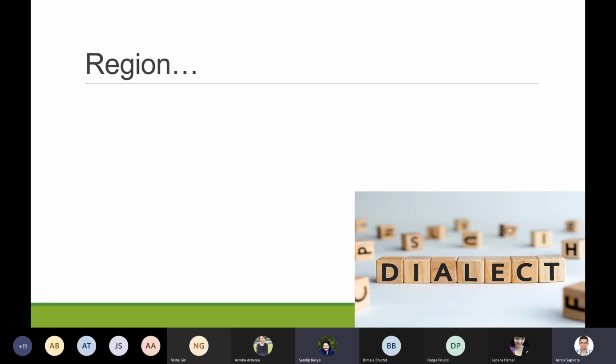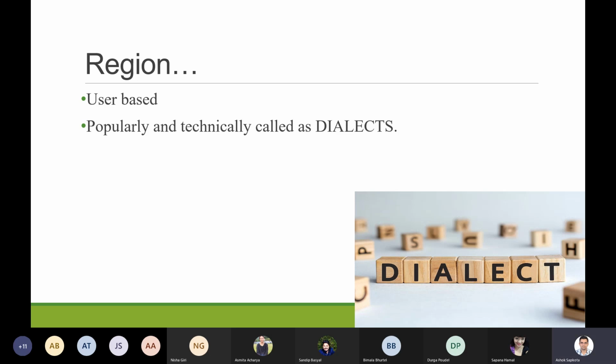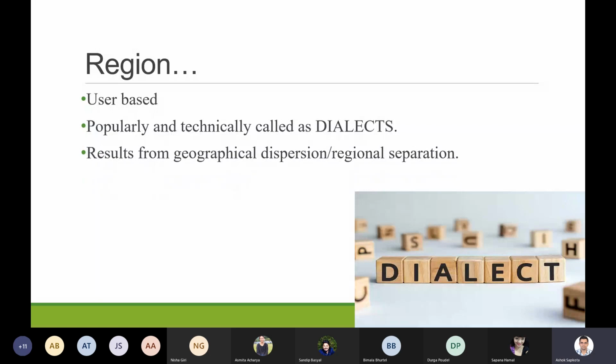Social group. Very good. Social group can also differ. So actually, regional variation, a dialect, is a user-based difference. Popularly and technically we call dialects results from the geographical dispersion or regional separation.